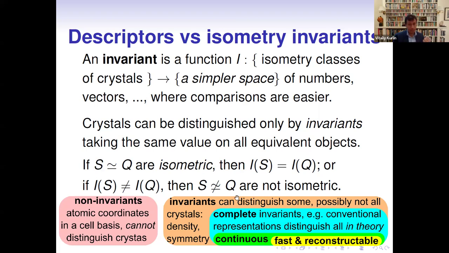But sometimes an invariant can distinguish some crystals, some objects, but possibly not all. For example, previously you have seen chemically different crystals that have the same space group 225. Space group is an isometry invariant, but it doesn't distinguish everything. So it distinguishes some of them. Similarly, physical density is a nice isometry invariant, even continuous under perturbations, but not complete. What does complete mean? We'll formally define it, I think.